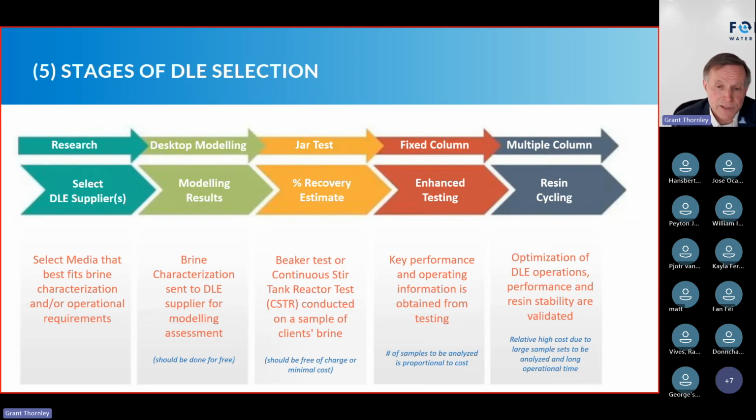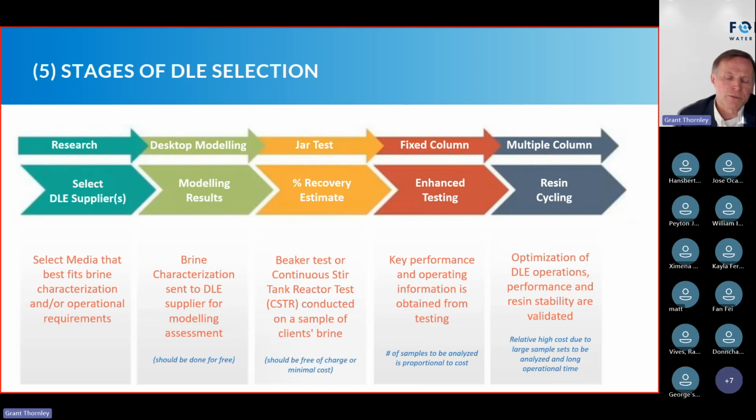Different brines have different contaminants and different characterizations that may impede the performance of the DLE media. So the first one is to take a look at your brine characterization, what you have in there, and then what DLE media should I select? Is it a sorbent? If it's a sorbent, is it aluminum based, magnesium based, or titanium based? Or maybe there's another ion exchange resin, like the chelates and so on.